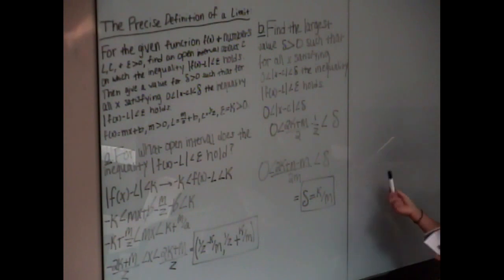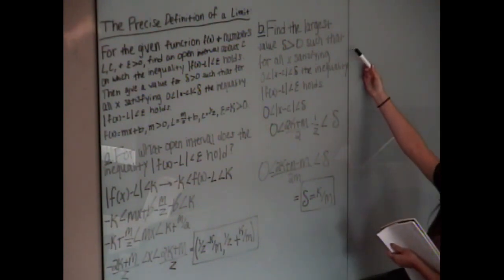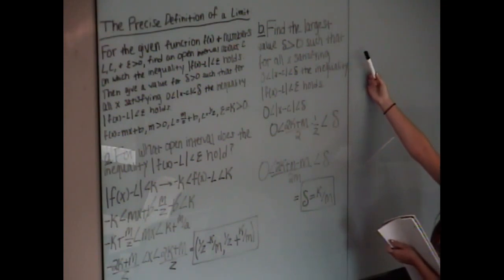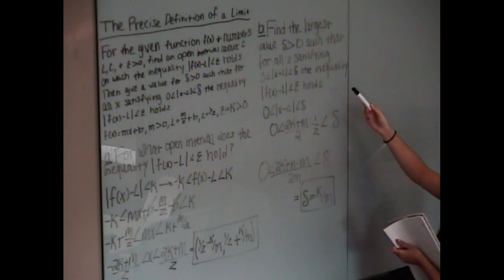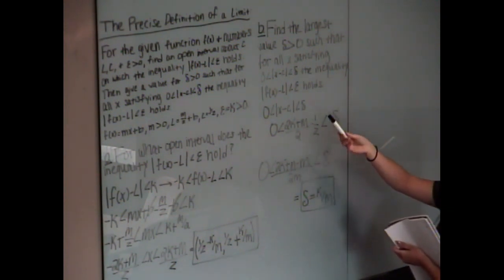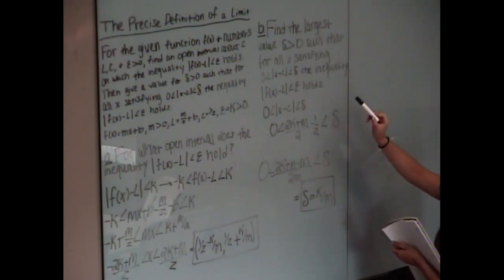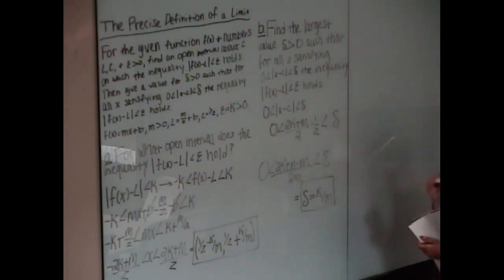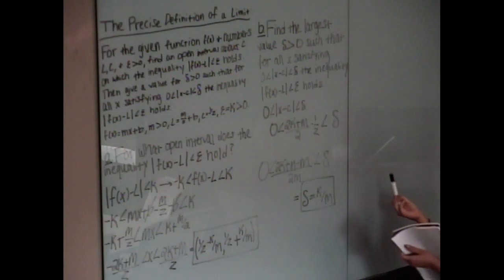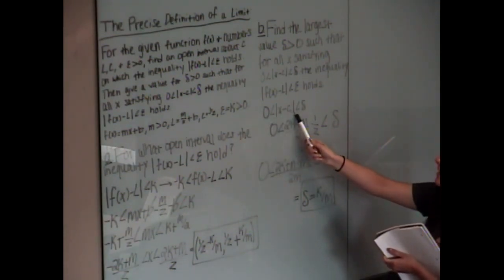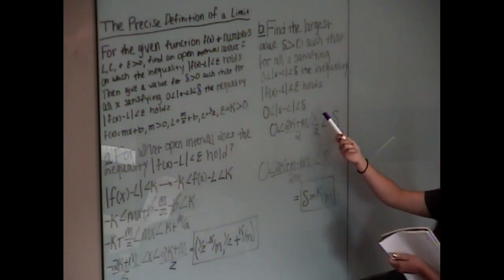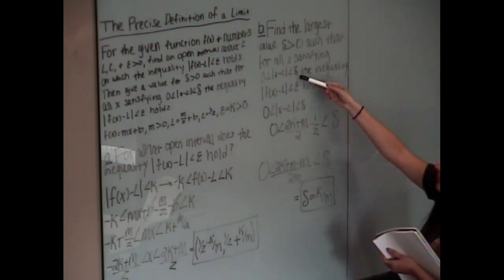Part B asks us to find the largest value delta greater than 0, such that for all x satisfying the inequality 0 is less than the absolute value of x minus c, which is less than delta, the inequality the absolute value of f of x minus L is less than epsilon holds. Alright, so we start by writing this: 0 is less than the absolute value of x minus c, which is less than delta, as given in the problem.